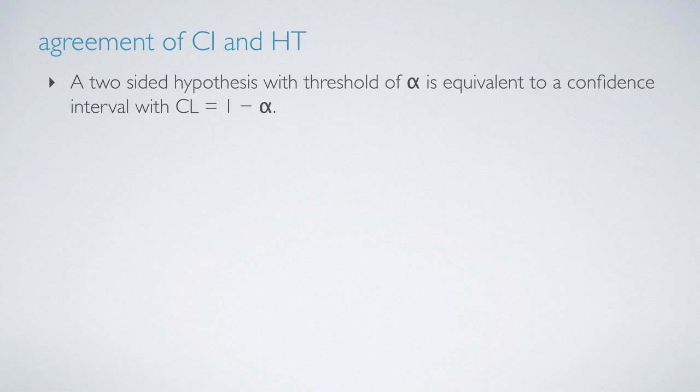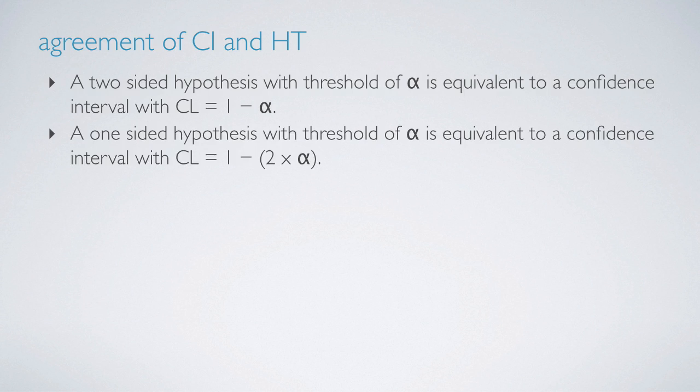To summarize what we've gone through, a two-sided hypothesis test with a threshold of alpha is equivalent to a confidence interval with confidence level 1 minus alpha. So in this case, if your hypothesis test is two-sided, your confidence level and your significance level are complements. A one-sided hypothesis test with a threshold of alpha is equivalent to a confidence interval with confidence level 1 minus 2 times alpha.